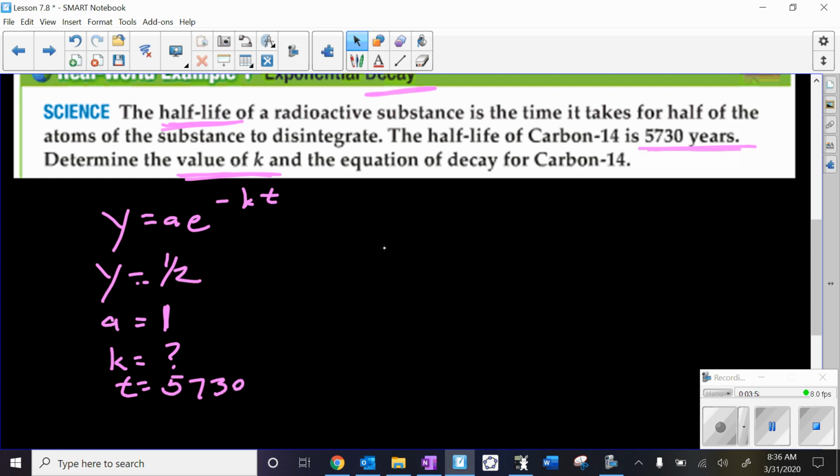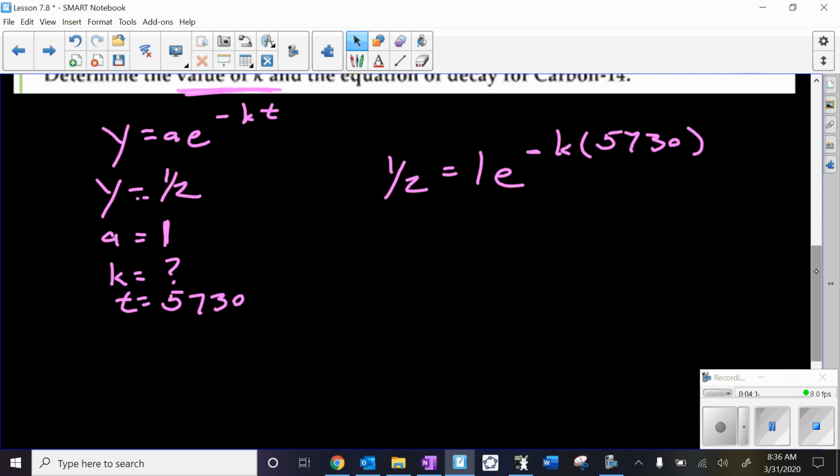So I'm going to say y is a half equal to 1e to the negative k times 5,730. Now 1 times anything, that doesn't do anything for me, so I'm just going to get rid of it, and then I'm going to do some rearranging up here in the exponent because we really don't write this like negative k times a number. So I'm going to rearrange a little bit to get me a half equals e to the negative 5,730 k.